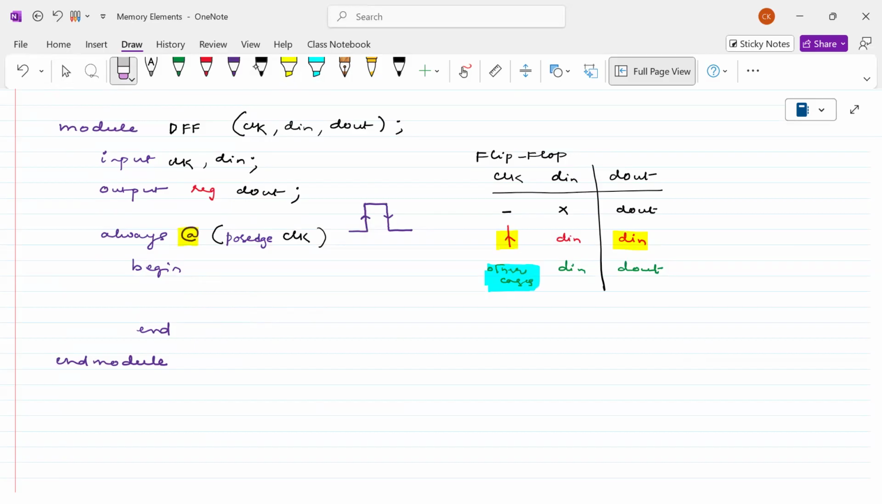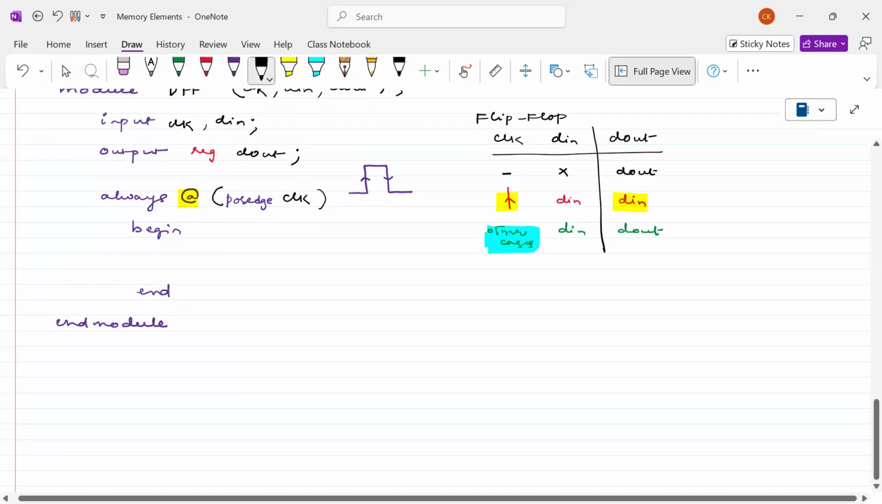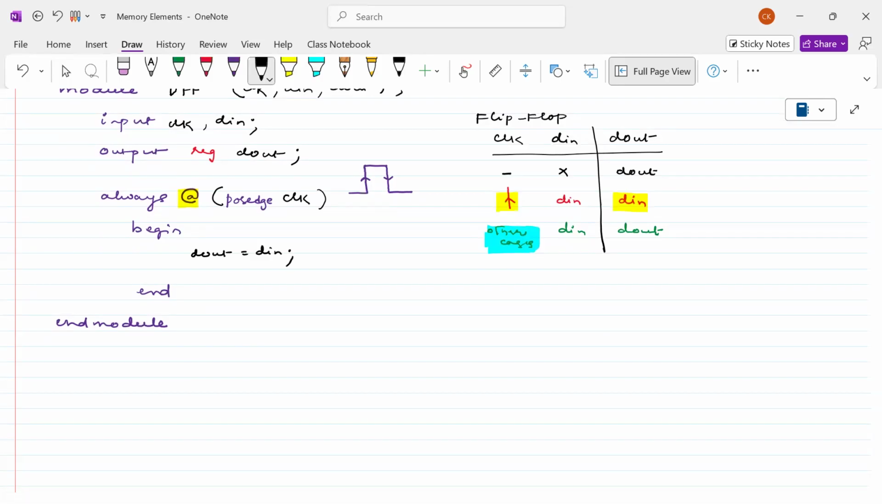What is that statement here? Simply D out is equal to DIN. Whenever you see a positive edge, enter into the block and assign the value. When there is no positive edge of the clock, don't enter into this always block, and whatever the previous value is, the previous value continues. Is this point okay?